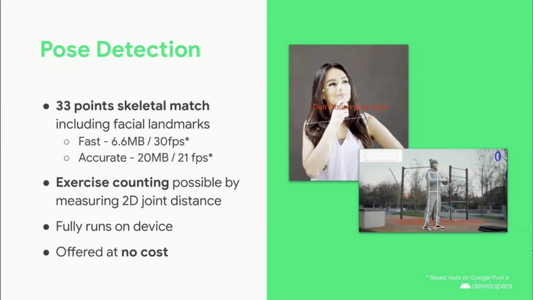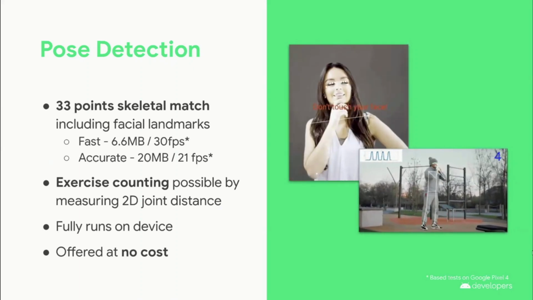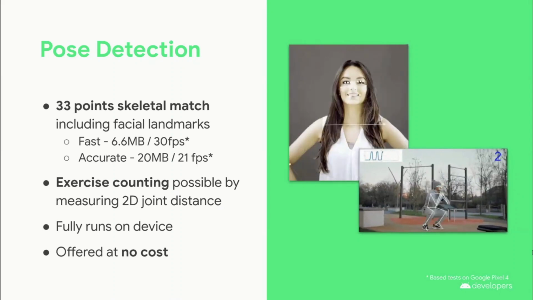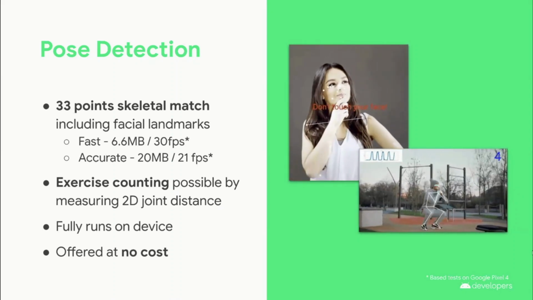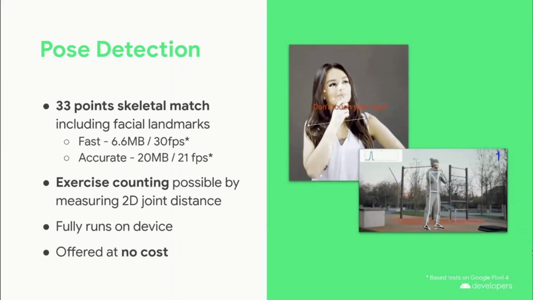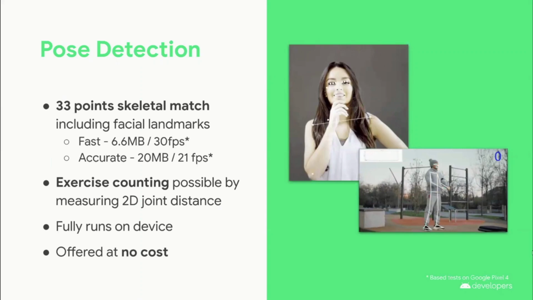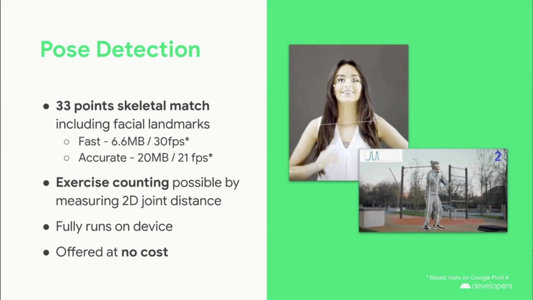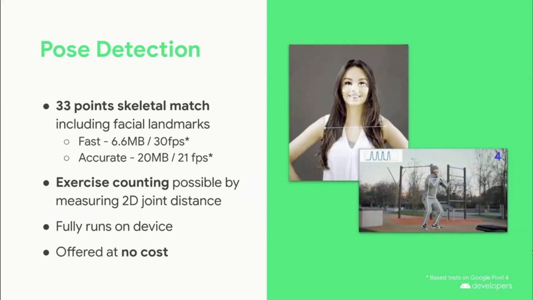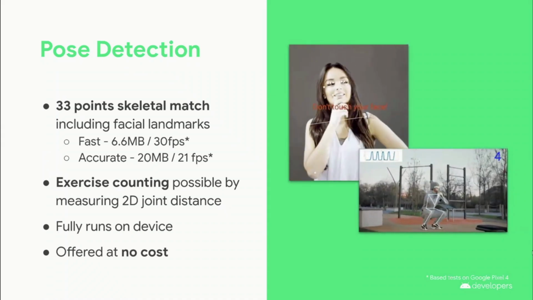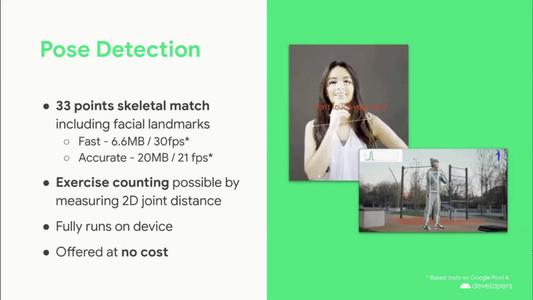And by just doing that, we find that in a lot of cases you're able to count the different reps of exercise that the user is doing. So if you have that requirement, I strongly encourage you to have a look at that, just using 2D joint distance instead of maybe training a model to run on top of the output of the pose model, as being something that may be slightly easier to do. And again, I sound like a broken record, but it's really important to highlight that everything is running fully on device and is offered at no cost.